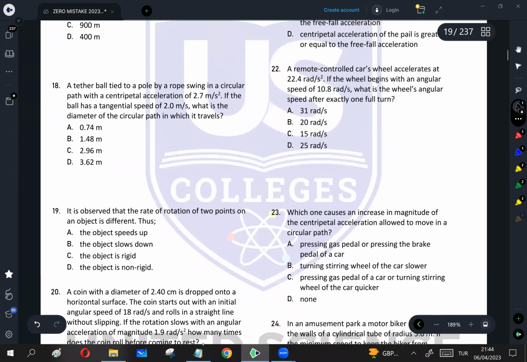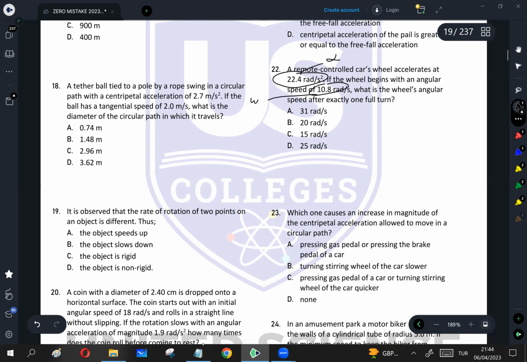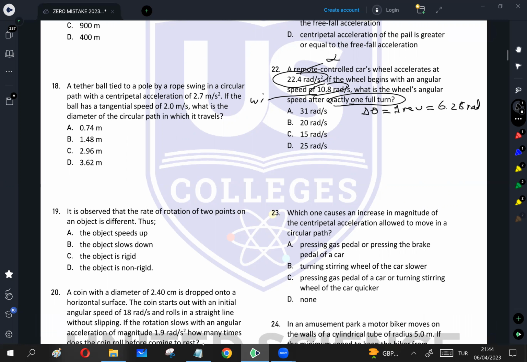A remote control car's wheel will accelerate at alpha equals 22.4 radians per second squared. If the wheel begins with an angular speed omega initial, what is the wheel's angular speed after exactly 3 full turns? Delta theta for 1 revolution is 6.28 radians. We will use the kinematic equation, the fourth one, because no time is given, angular displacement is given. So we will find the final angular speed.